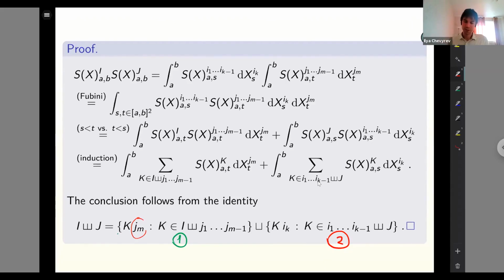So this combinatorial identity essentially follows from the fact that whenever we shuffle two words together, the last letter of the resulting word comes from one of the two words. So this combinatorial identity with the shuffles interacts very nicely with this domain of integration for the signatures. Okay, so this is a proof of the shuffle identity.